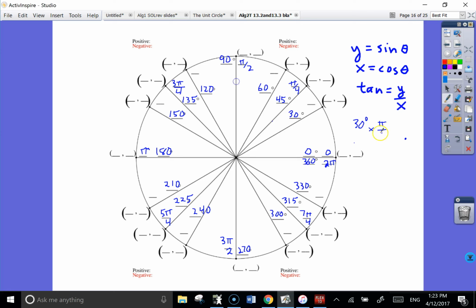Pi over 180, right? So that's going to be 30 over 180 times pi. What's 30 over 180? 1/6. So actually this is pi over 6. Okay, now 60 degrees should just be double that, right? 2 times 30 is 60. 2 times pi over 6 is? Right? 2 pi over 6 is pi over 3.